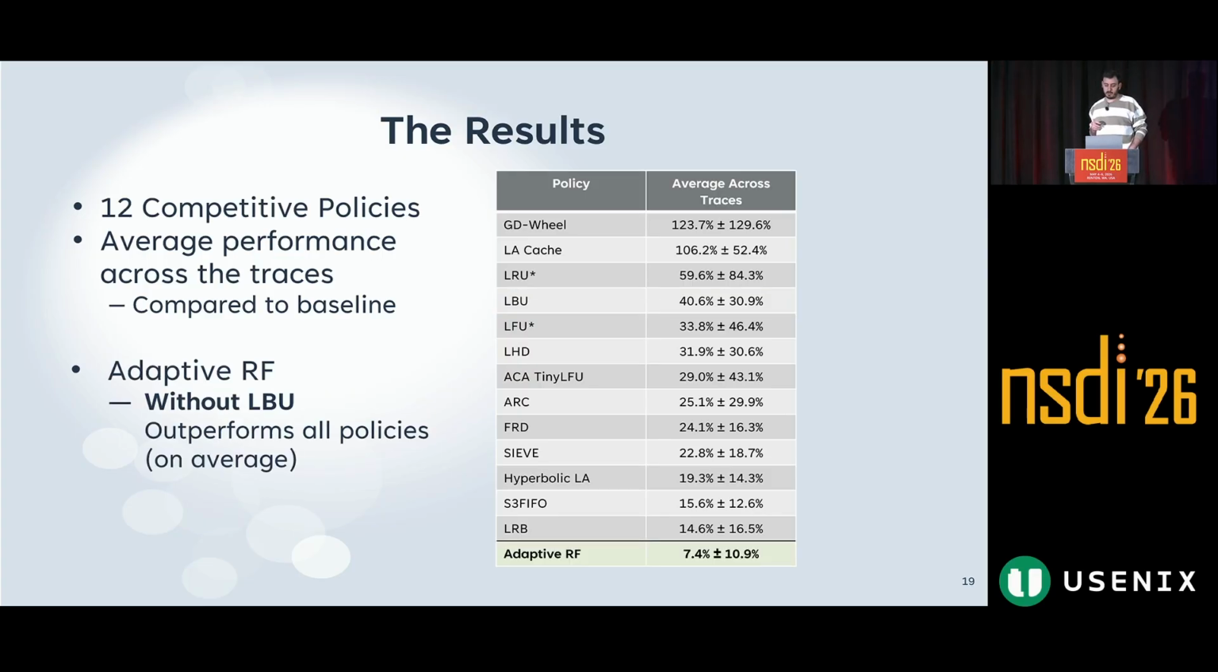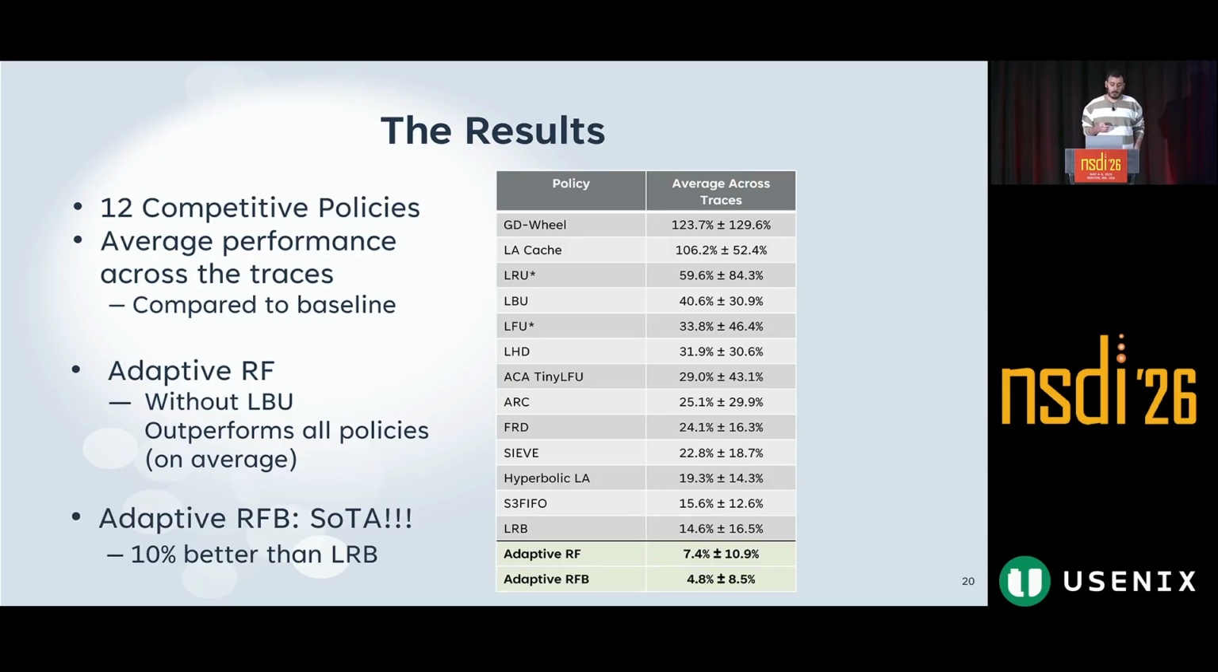Now we are going to look at what happens when we are using our architecture. First of all, we start by not using the LBU to see that the architecture and our adaptive approach is beneficial, and we see that it outperforms on average all other algorithms. And when we add this LBU, we get state-of-the-art performance, which is 10% better than LRB, which is a very impressive and complex algorithm. And we also get the lowest standard deviation, which means we are the most consistent out of them all.